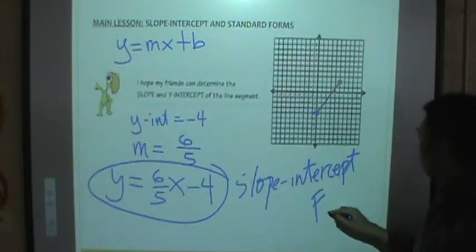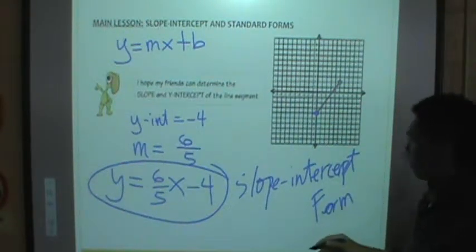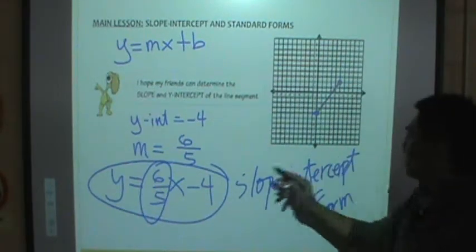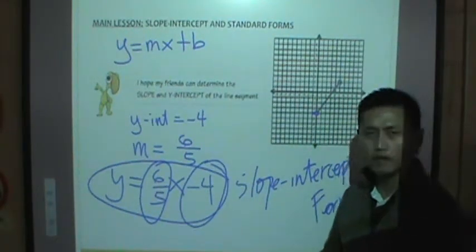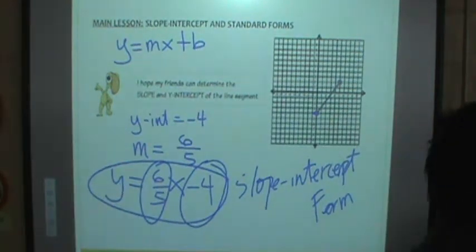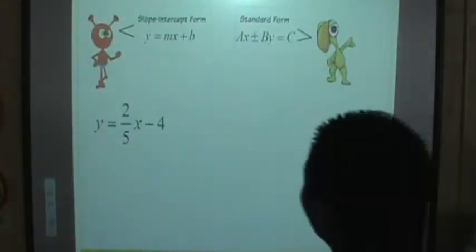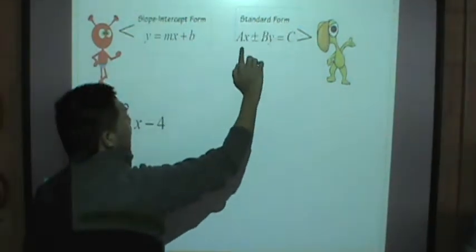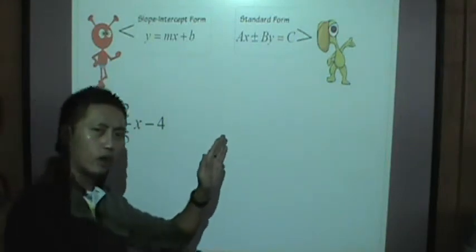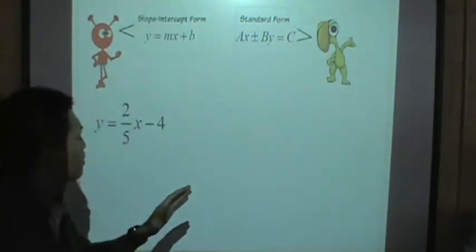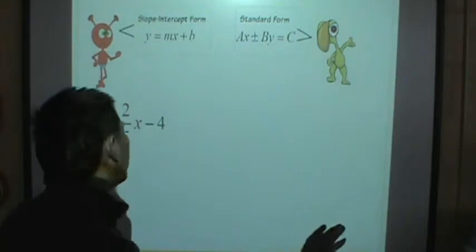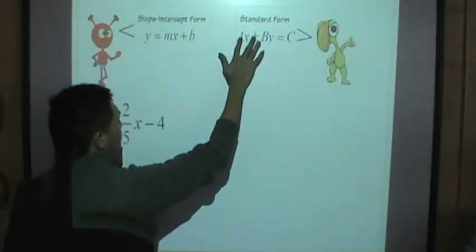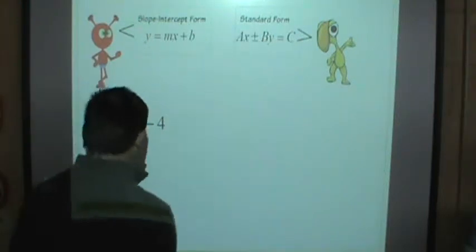We call it slope-intercept form. Now, why do we call it slope-intercept form? Because the slope is given and the intercept, the y-intercept, is given. That's why we call it slope-intercept form. But here we go. This is your slope-intercept form, and that is your standard form. Standard form means your x and y terms should be on the left side, and then the right side is going to be your c. But make sure your leading term x is positive.